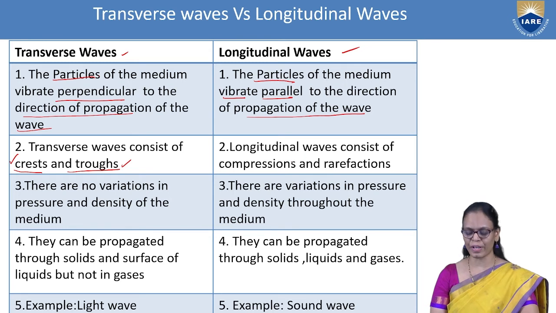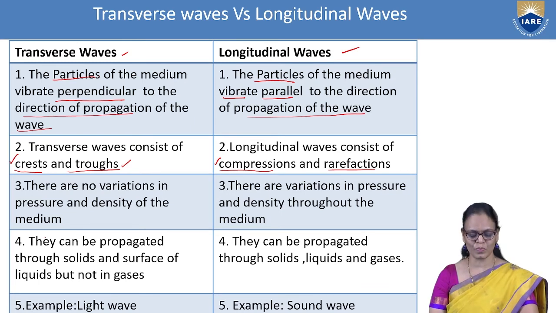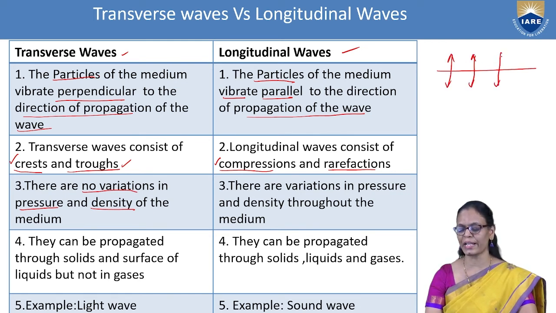And longitudinal waves consist of compressions and rarefactions. Compressions are regions where the particles come closer together and rarefactions where the particles are apart. And in a transverse wave, there are no variations in pressure and density of the medium, because when the particles vibrate, they vibrate perpendicular to the direction of motion independent of each other.